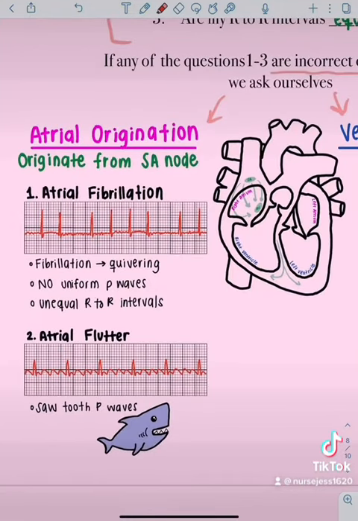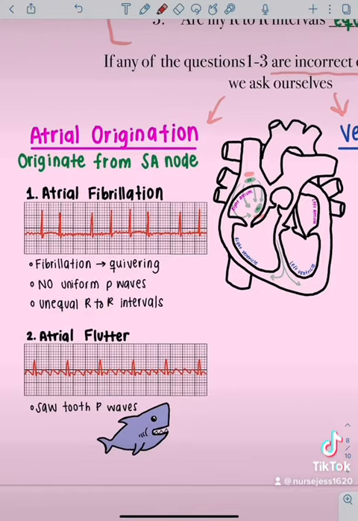Now let's zoom into our atrial origination. If you recall from my first EKG video, electrical activity originates in the sinoatrial node, passes through the atrium, and lands in the atrioventricular node. So if we have an issue with our P waves, then we know that this is coming from our sinoatrial node. Let's look at these 2 rhythms that are commonly tested on NCLEX.